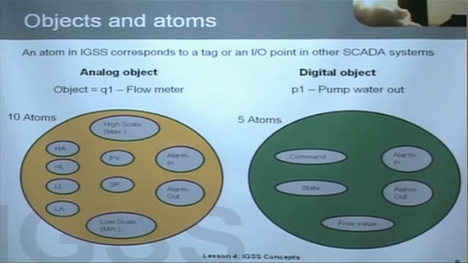If we look at a digital object, for example a pump P1, we can see that it only has 5 atoms. The first one is called command. That's the command sent from IGSS to the PLC. The state is the incoming state from the PLC. And again, we have alarm in, the incoming alarm bit, and alarm out, the outgoing acknowledgement from the operator to the PLC. Finally, we have free value, which is the possibility of attaching an analog value to a digital object.